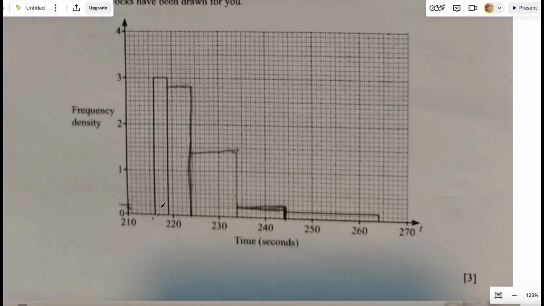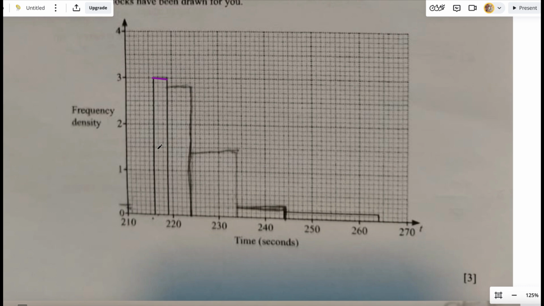217 will be, this is 216, 270 to 290. Okay, this one. They've drawn this one for us. And you can see the frequency density is 3, which we have calculated, right? They've drawn this first one for us. So we are not the one who drew this one, they drew this one for us. From 270 to 290, they've drawn that one for us.